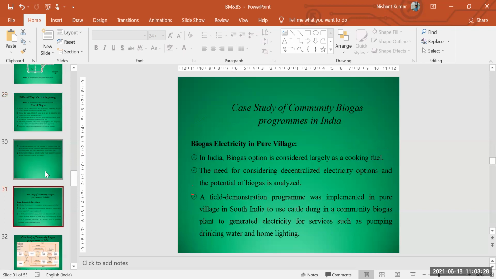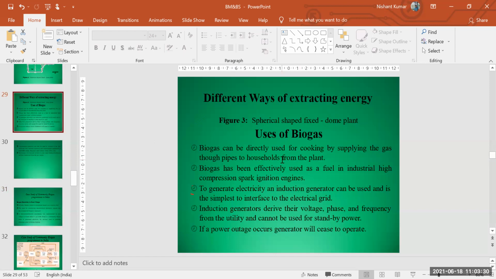Now case studies. First we'll go with uses of biogas. Where could it be used? Biogas can be directly used for cooking by supplying the gas through pipes to households from the plant. All the biomass energy could be converted into biogas, and that biogas could be utilized for cooking purposes. Though it is 60% less efficient and has a low heating value, we could still use it.